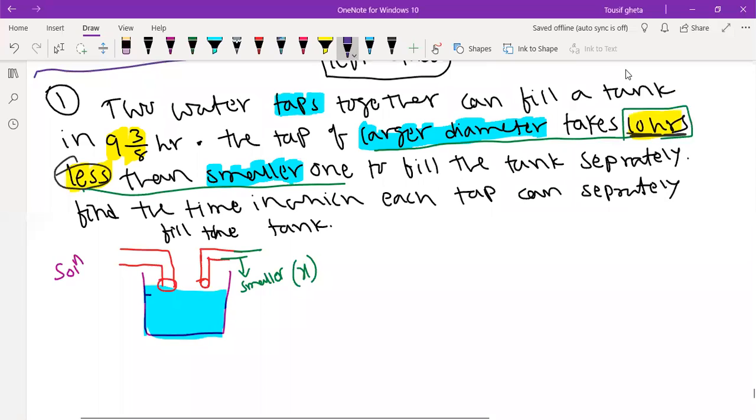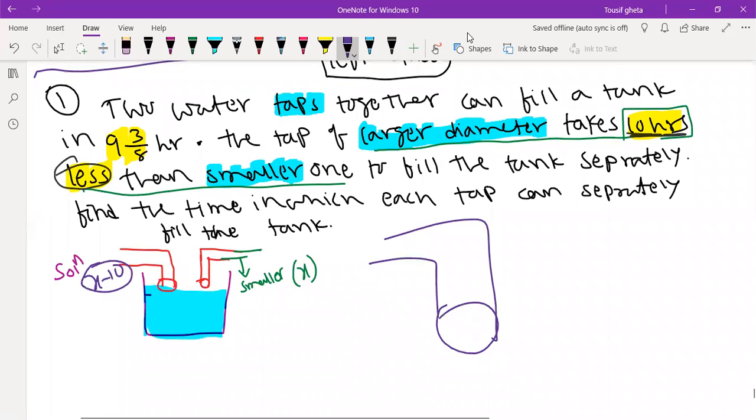It will take 10 hours less, so the larger diameter will take x minus 10. Agree? Yes, less it takes. But see everybody, it is very common now: the smaller diameter will take more time, the larger diameter will take less time. Common sense. If you have a big pipe and a small pipe at your home, obviously the big pipe will fill faster.